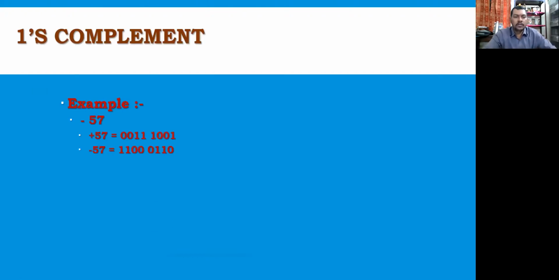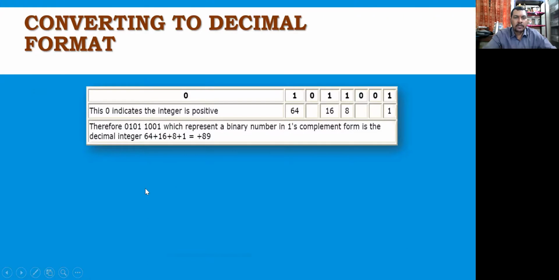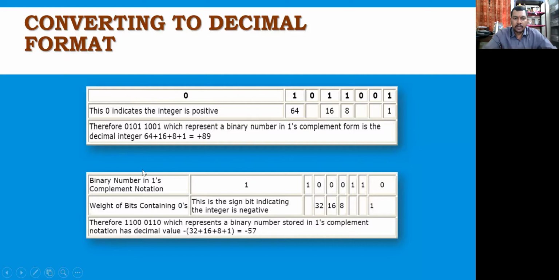So this is one's complement, and these are some more examples. Here we have shown that this is the plus 57, and this is for -57. So the ones complement of 57 is this, and the negative 57 is like this. So both are same. This is converting to decimal format. You know the weightage of these binary numbers, and accordingly we put the values and add them, and these are some binary numbers.